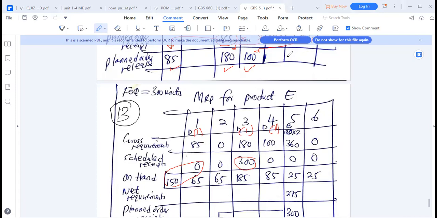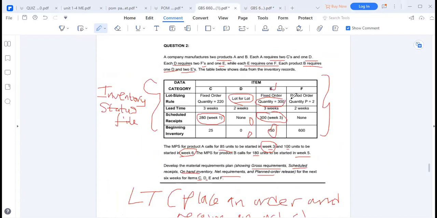Then the inventory status file, we are simply saying we have the 300 units in week 3, and then the lead time for E is 3 weeks. The on hand is 150. We are ordering on a fixed basis of 300 units. So regardless of the shortage, we should order 300 units.